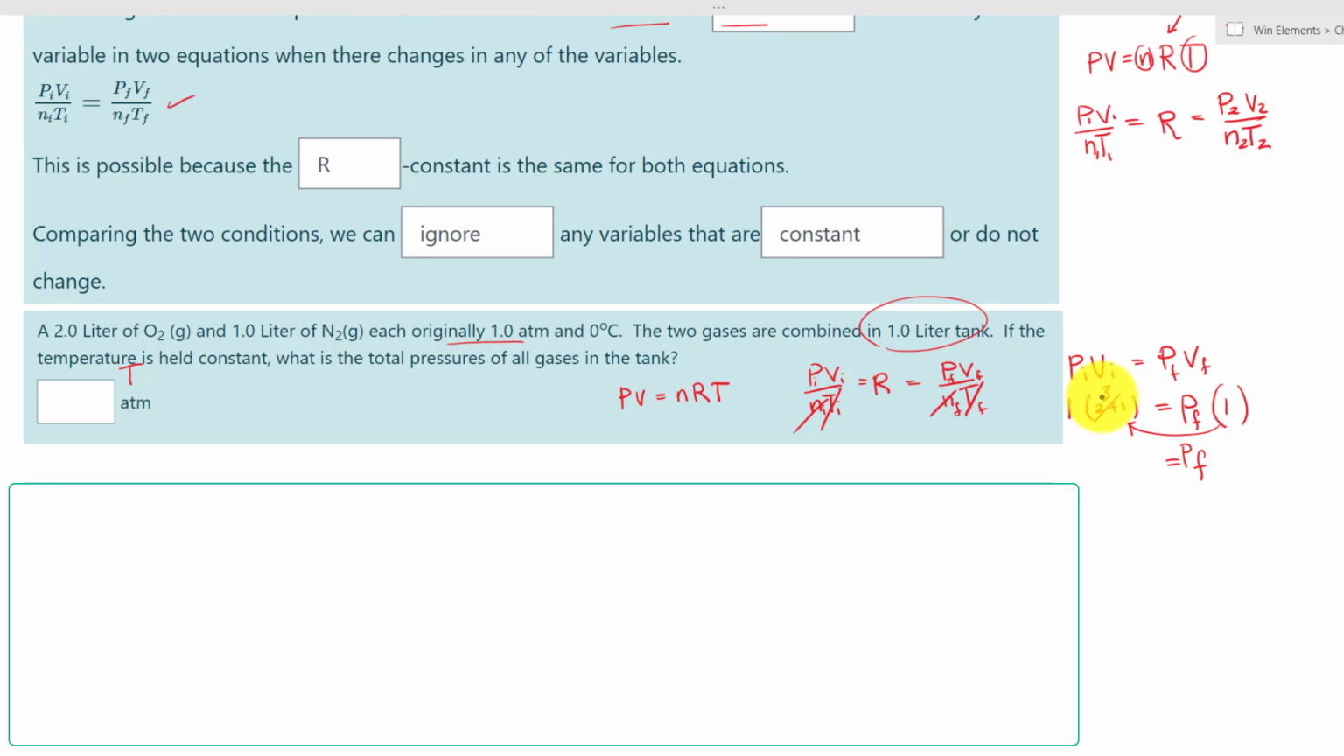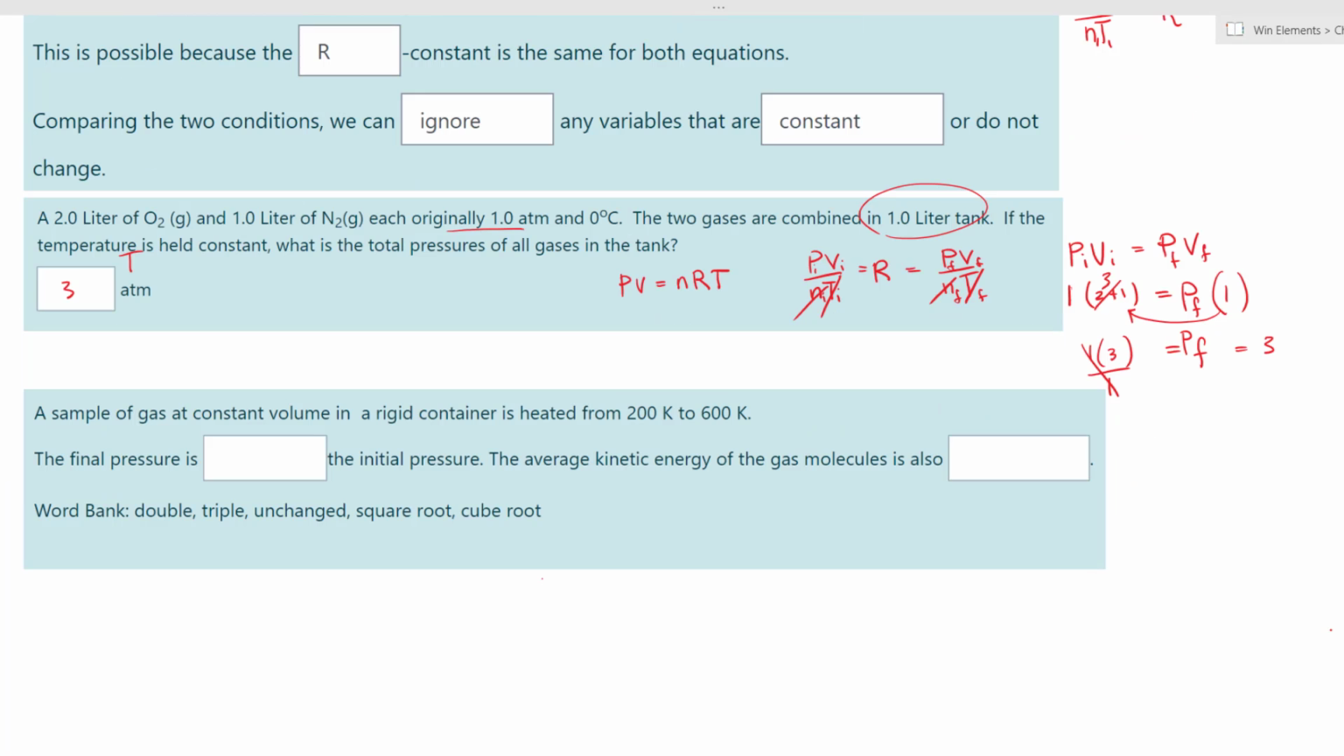So what we have, 3 times 1 divided by what? I'm just going to write it out. Divided by 1. What's that going to be? Equal to 3. So the answer is 3 atmospheres. And that is all we have to do. Now let's try another question.